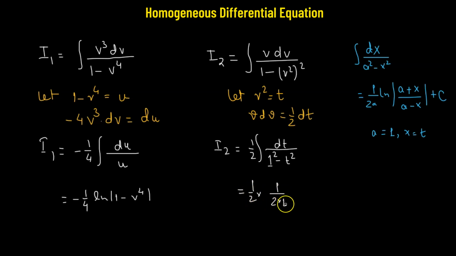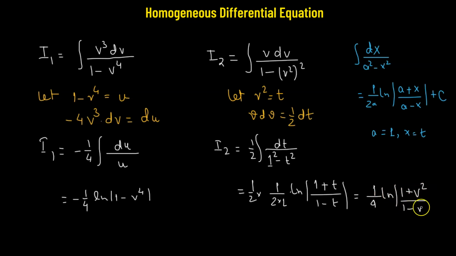So I is 1/4 times natural log of (1 + t)/(1 - t), plus some constant of integration, but that will be taken care of. So we have 1/4 times natural log of 1 plus t, but t is v squared, divided by 1 minus v squared.